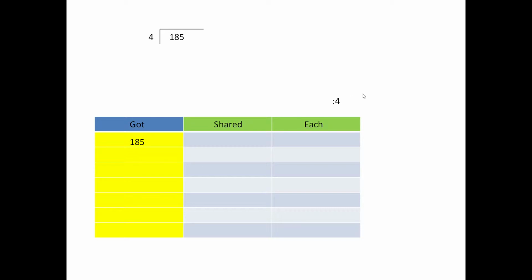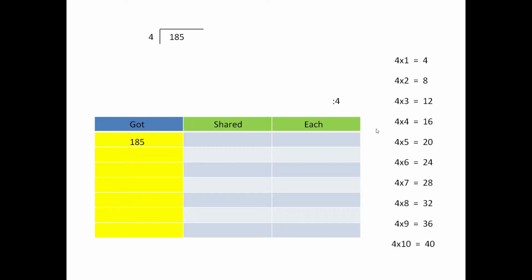And we are going to set down the multiplication table of 4. 4 times 1 is 4, 4 times 2 is 8, 4 times 3 is 12, 4 times 4 is 16, 4 times 5 is 20, 4 times 6 is 24, 4 times 7 is 28, 4 times 8 is 32, 4 times 9 is 36, and 4 times 10 is 40. And here we have squared the numbers that are multiples of 4.